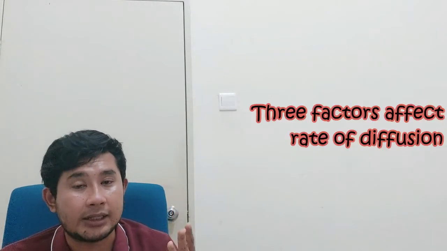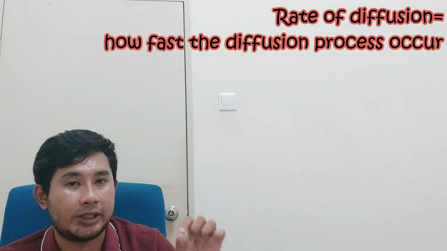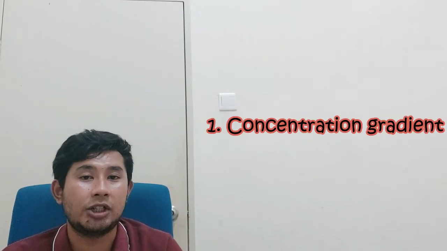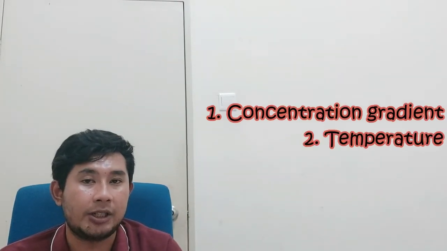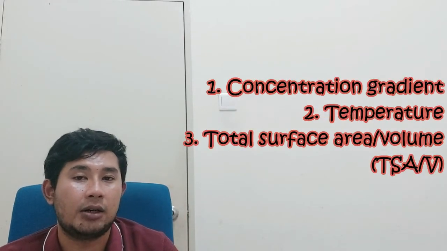There are three factors that can affect the rate of diffusion. Before we talk about these factors, let's recap the meaning of rate of diffusion. Rate of diffusion can be defined as how fast the diffusion process occurs. The faster the diffusion process occurs, the higher the rate of diffusion. Now let's take a look at the factors. Number one is the concentration gradient. Number two is the temperature, and the third one is TSA over V, which is the total surface area over volume.